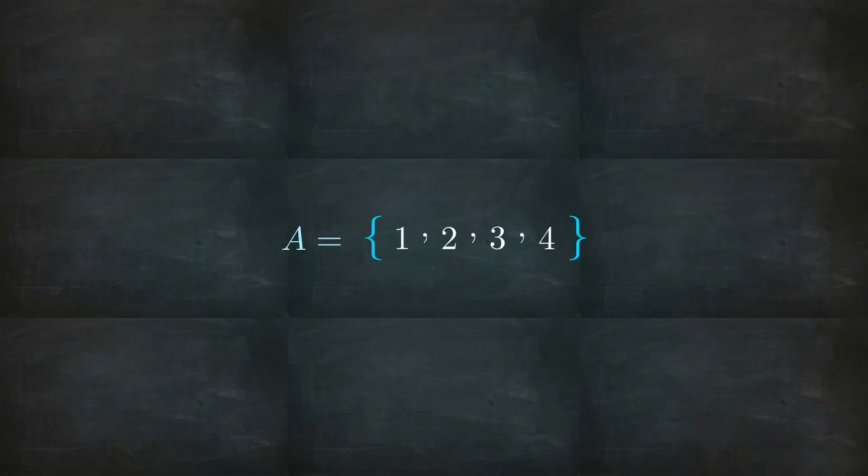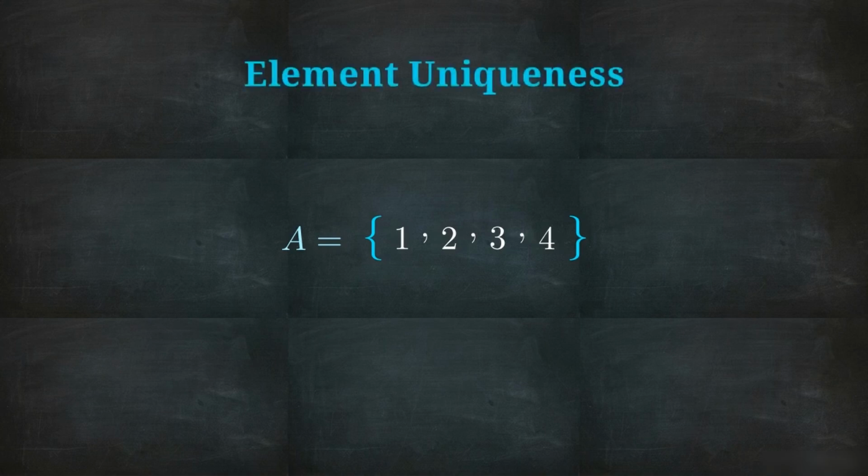Here, integers 1 through 4 form a valid set. The first essential property is element uniqueness. When a duplicate value attempts to enter, it is rejected. Sets store each element exactly once. This uniqueness prevents algorithms from getting trapped in infinite loops.